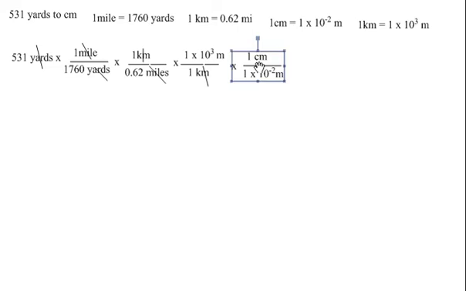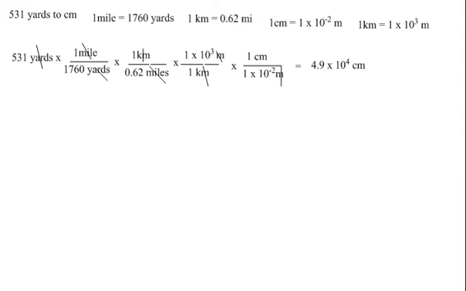And finally, if we multiply by our last conversion factor, 1 centimeter equals 1 times 10 to the negative 2 meters, we can cancel out meters, and we're left with the units of centimeters, which is what we want. And when we do that calculation, we find that the answer is 4.9 times 10 to the 4th centimeters.